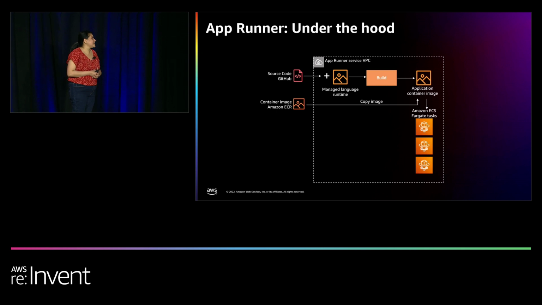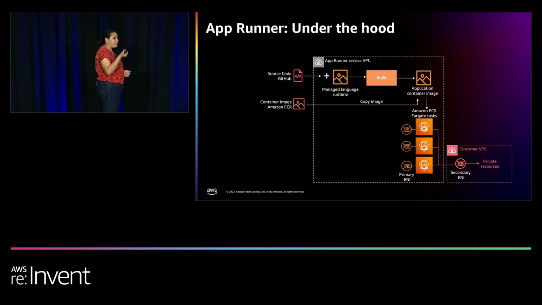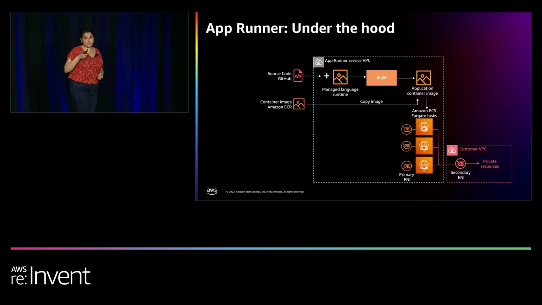Now, these Fargate tasks have to have some networking. Because they live in our service VPC, their primary ENI is attached to the App Runner service VPC. But they also have a secondary network interface that is attached to your VPC. So if the application that you bring to us needs to talk to a private database or something in your VPC, it uses the secondary network interface to do that.